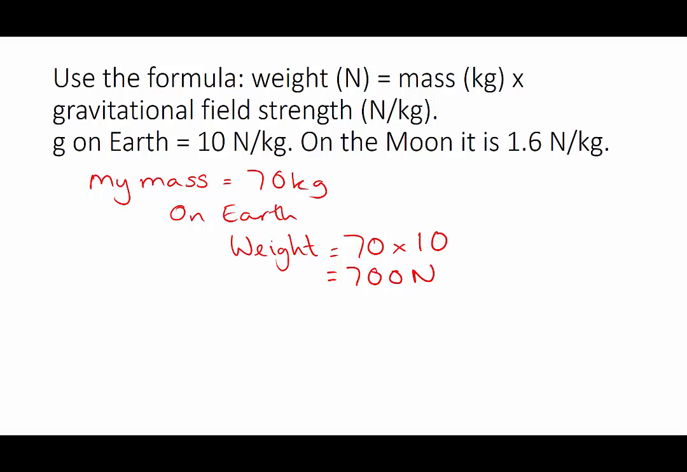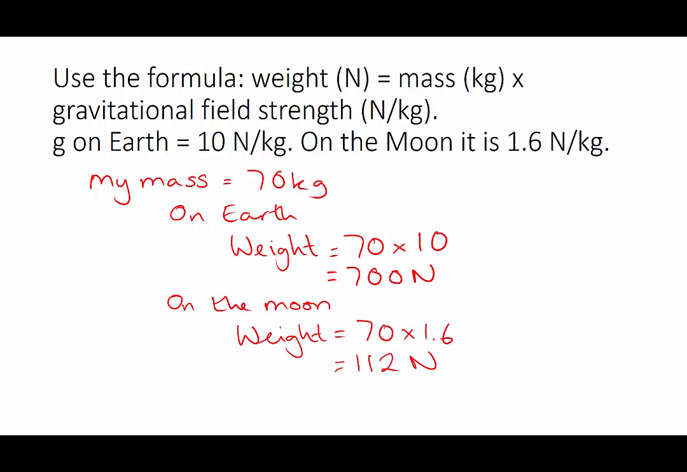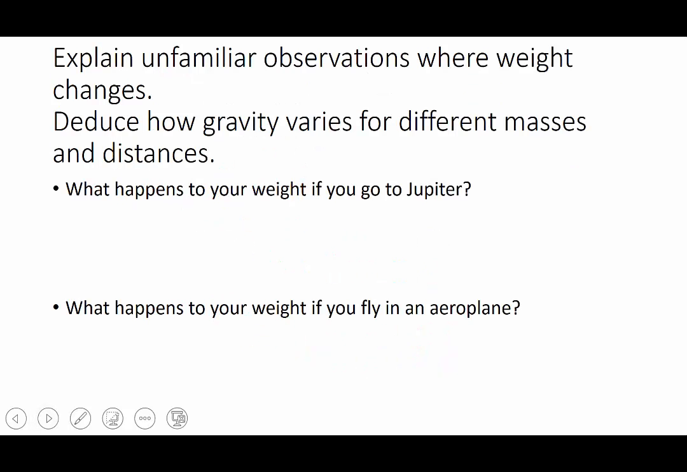By contrast, on the moon, my weight is going to be 1.6 times 70, or 70 times 1.6, which gives me a total weight of 112 newtons. Much less weight, but my mass is the same. There's still the same amount of atoms making up my body. So we need to look at what happens in different masses and different distances and explain unfamiliar observations.